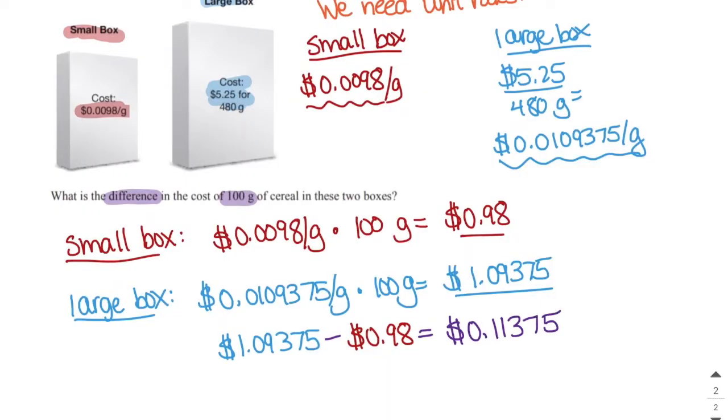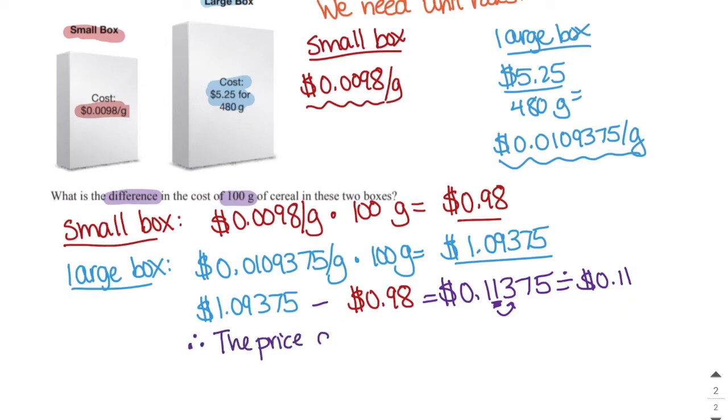But we're talking about money, so we need to round this to the nearest cent. And this right here is a 1. So we look at what comes after the 1, and there's a 3 here. So the 3 tells us that the 1 stays the same. So this is approximately 11 cents. So therefore, the price difference for 100 grams of cereal is 11 cents.